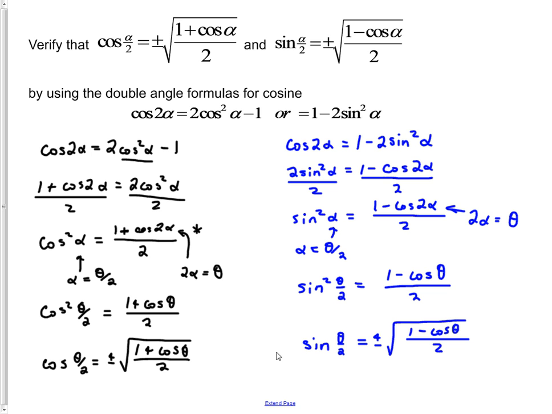And so that's what we're looking for right here. This verifies our two identities that we were looking for, and so we're done.